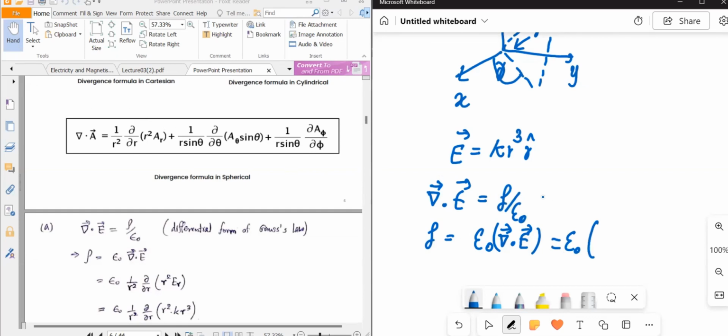But if we look into this electric field, what can we do? We can simplify this equation when we look into this electric field. How can we simplify this equation? Any suggestion?